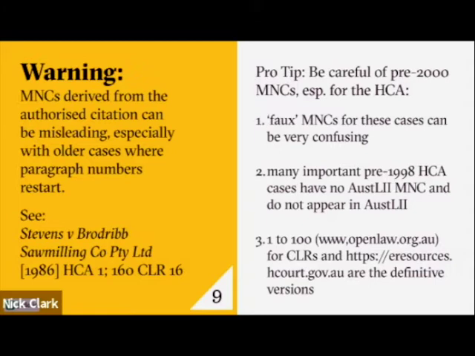So I'm showing you Stephen and Broderick on the left-hand side of the screen. What happened there was someone went through and put the year of the decision, HCA, and then a judgment number. The numbers don't appear to be in date order; they seem to be in some other order. The other important thing about it in the case of the High Court is that it omits numerous pre-1998 cases in the High Court, which were reported potentially in other series, but don't have any medium neutral citation assigned.